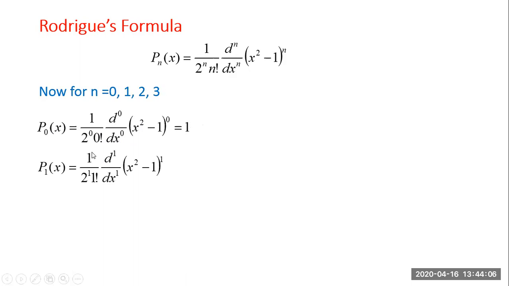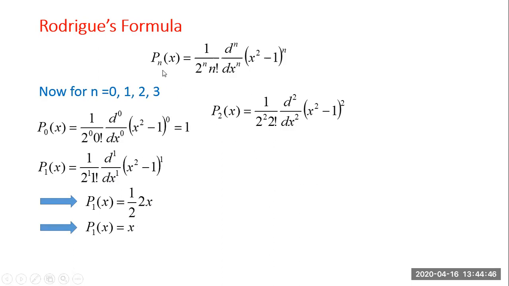For example, n is equal to 1, P1 of x. Put n is equal to 1, you get 2 power 1, 1 factorial, first derivative of (x square minus 1) power 1. So 1 factorial is 1, 2 power 1 is 2, we get 1 by 2. (x square minus 1) power 1 is x square minus 1. So differentiate x square minus 1 with respect to x. So we get 1 by 2 times the derivative of x square minus 1, which is 2x. So P1 of x is equal to x. Earlier also we got P1 of x is x by selecting proper a1. Here we get directly P1 of x is equal to x.